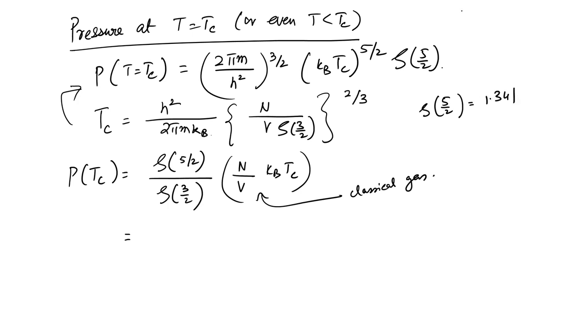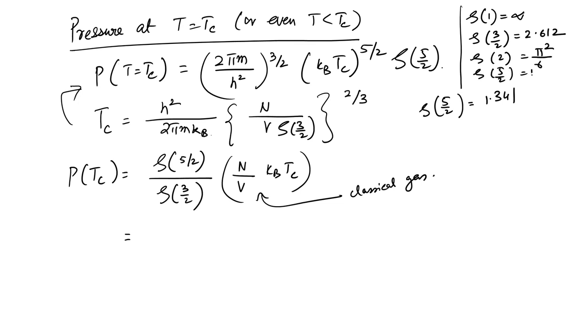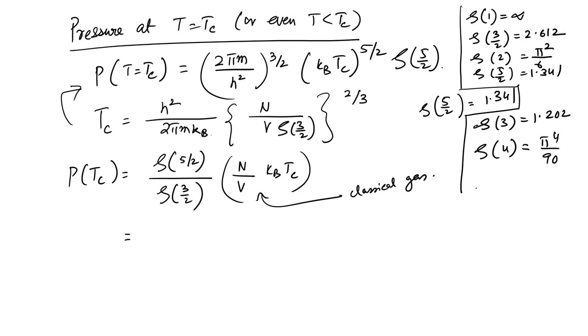Zeta of 5 by 2 is 1.341. Let me write down a few zeta functions, some of which are actually useful. Zeta of 1 is infinity. Zeta of 3 by 2, very familiar to us, is 2.612. Zeta of 2 is pi square over 6. Zeta of 5 by 2 is 1.341, which is what we have written. Zeta of 3 is 1.202. And finally, we have another one which is equal to pi to the 4 over 90.